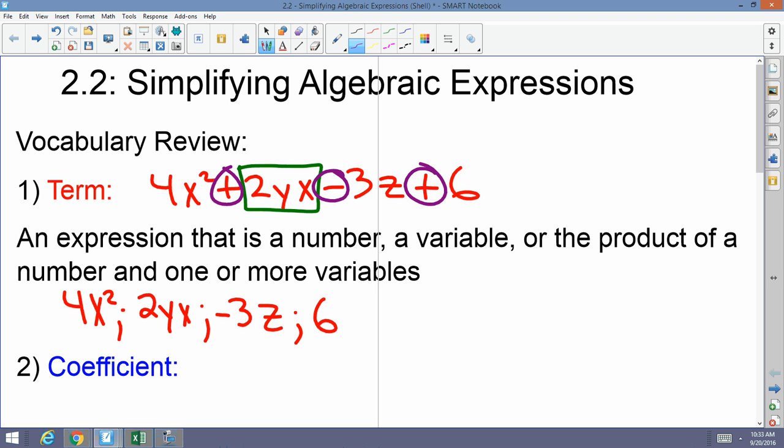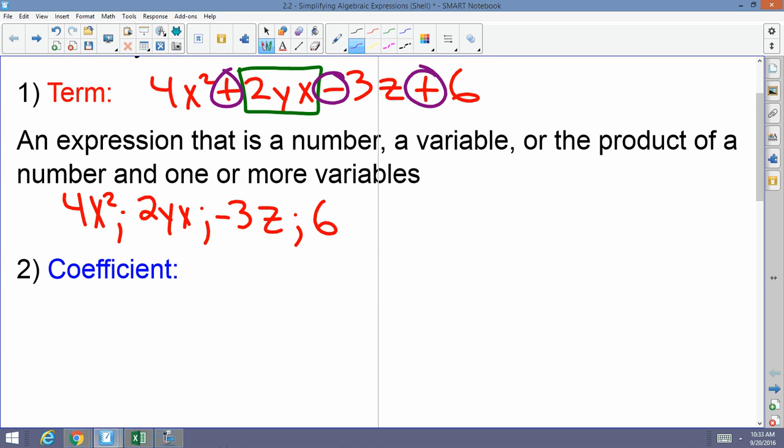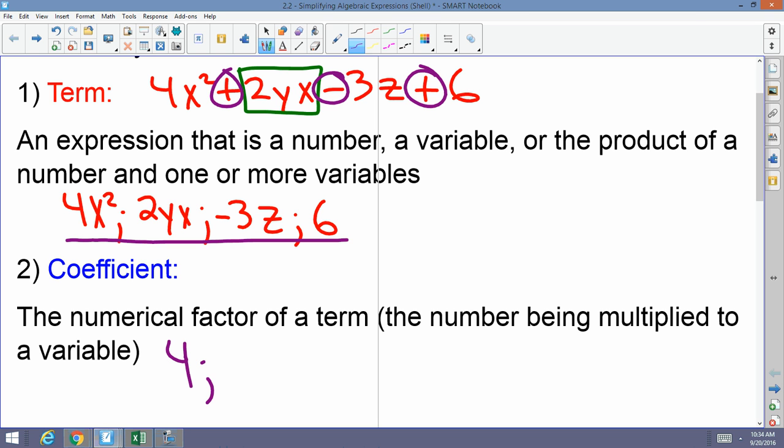The coefficient. Let's use this same example. Do you guys remember what coefficients mean? The number in front of the variable, or the number being multiplied to the variable. It's the factor in front of the variable, basically the numerical factor of a term. So in this example, what are the coefficients? 4, good. 2, good. Negative 3, good. And that's it. Nope, 6 does not have a variable.